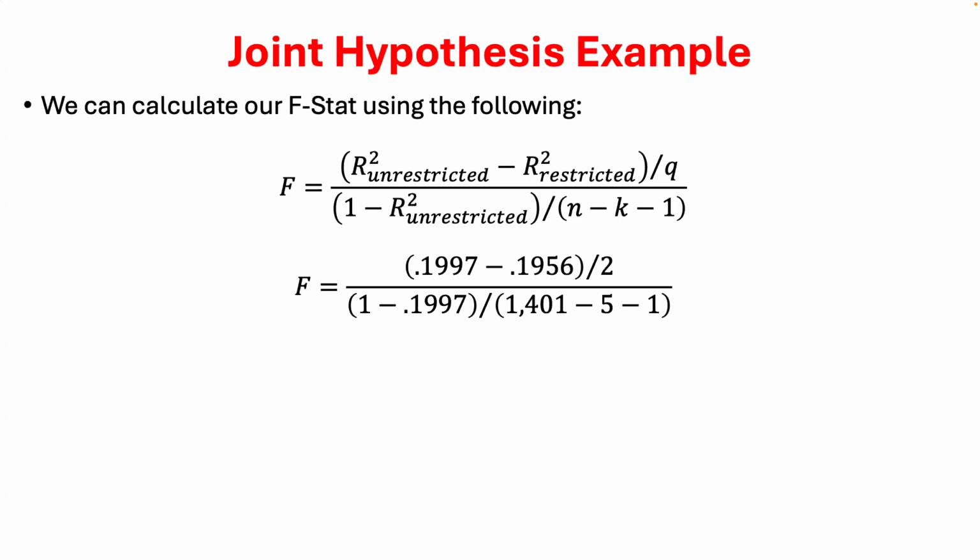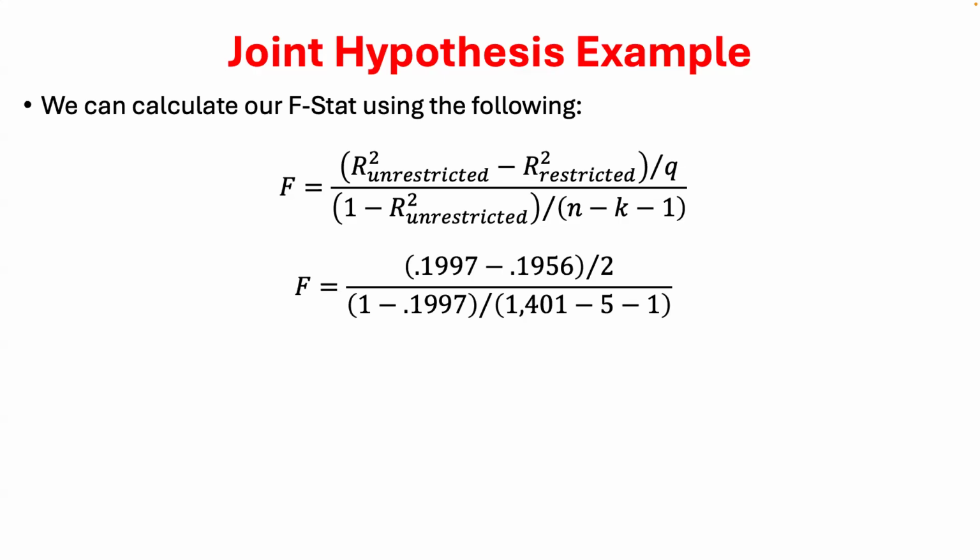We could plug in the unrestricted R squared, plug in the restricted R squared. That difference should always be positive. When we have no restrictions, we include those additional variables, our R squared should always be higher. Then how many restrictions did we have? Well, we left out two variables. And then I think our sample size was something like 1,400.